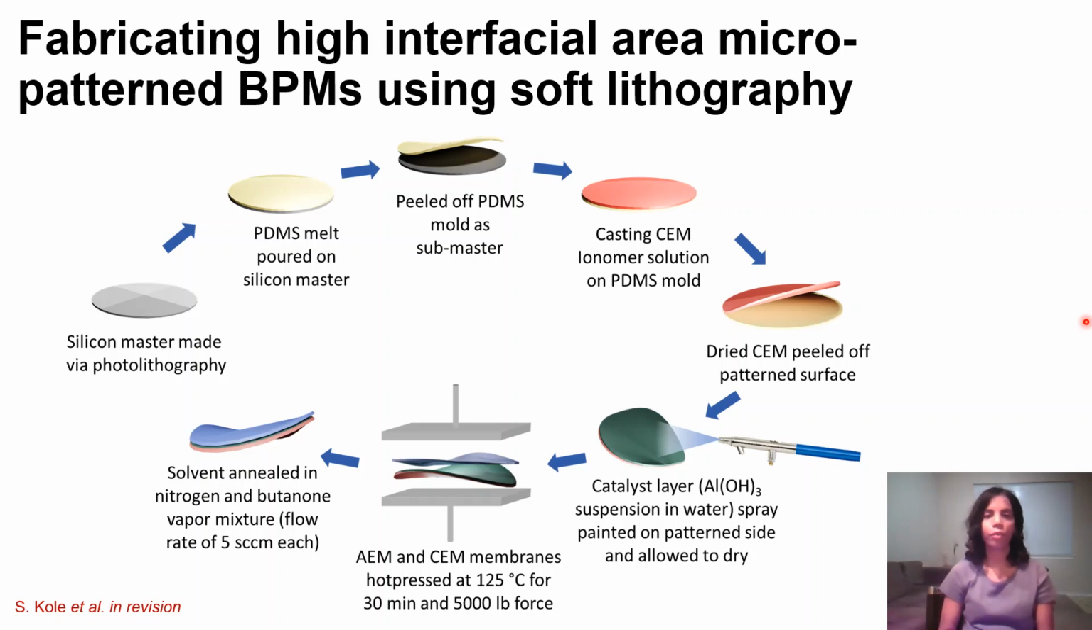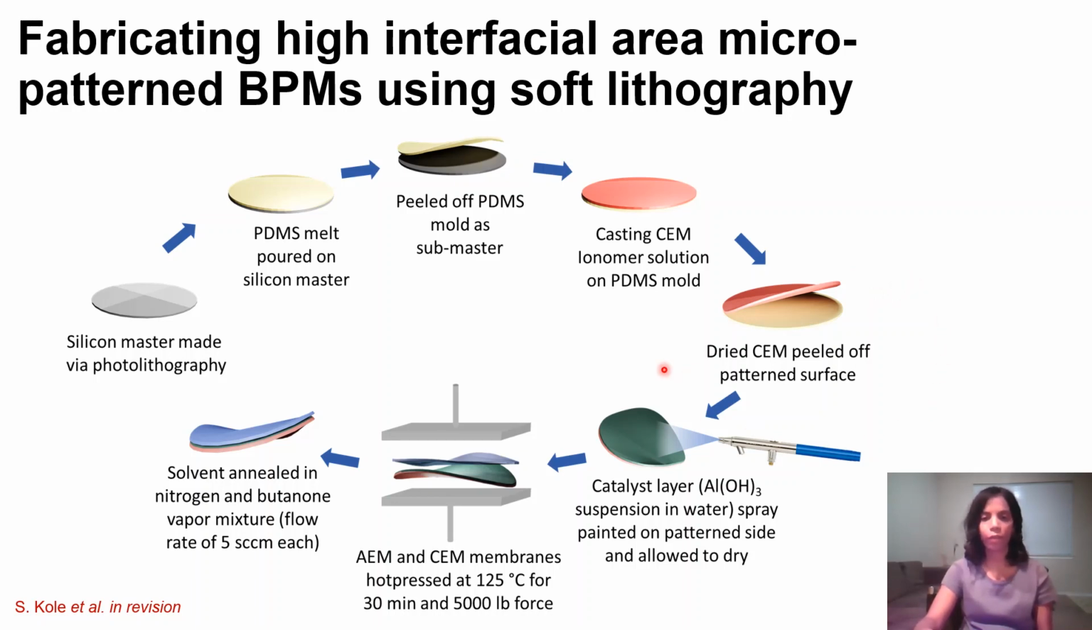A soft lithography approach is used to fabricate the micropatterned bipolar membranes. So in the first step, a silicon master is made via photolithography, and PDMS melt is poured on top of this silicon master. After that, the PDMS melt is allowed to dry and it is peeled off to obtain the submaster. The ionomer solution of the CEM is casted on the PDMS mold on the pattern side, and it's allowed to dry in an oven and peeled off to obtain the cation exchange membrane with a patterned surface.